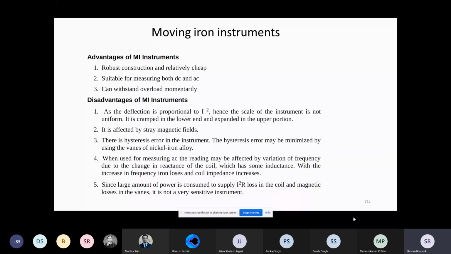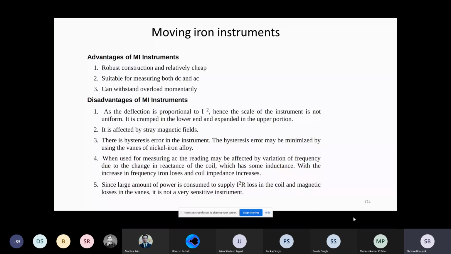And if it is not uniform, for small I, it will be cramped. If I is small, it is cramped, and if I is high, in the higher range, the higher part of the scale, it will be sparse. That means more expanded. So it is very difficult to take readings for such a type of scale.